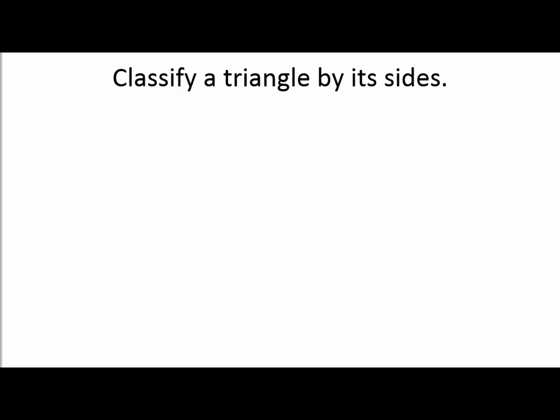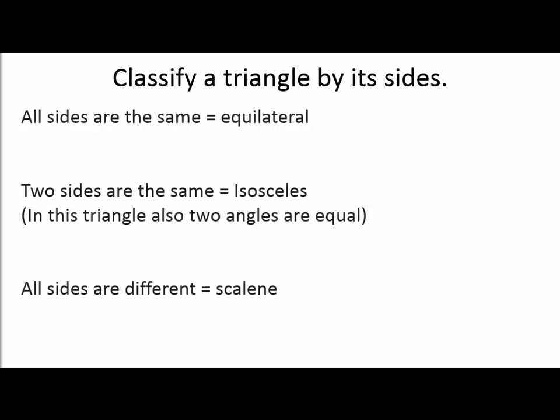And then we're going to learn how to classify triangles by the sides and by the angles as well. So first, let's classify a triangle by its sides. If all the sides are the same, we're going to call it equilateral. So if all the sides measure the same thing, we're going to call it equilateral. If two sides are the same, then we're going to call that isosceles. In this triangle, also two angles are equal. And if all sides are different, we're going to call that scalene.